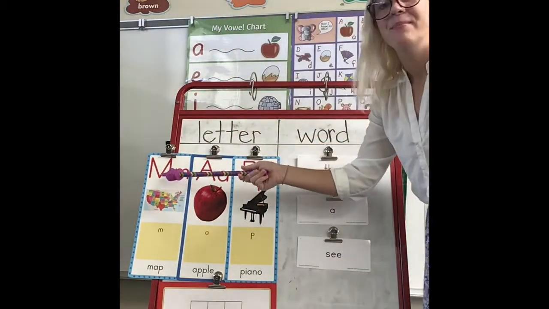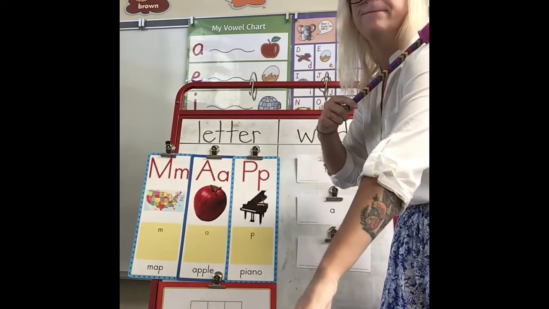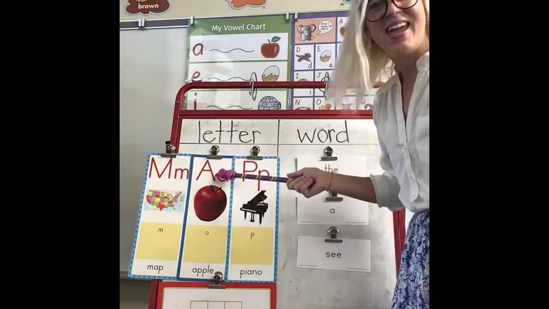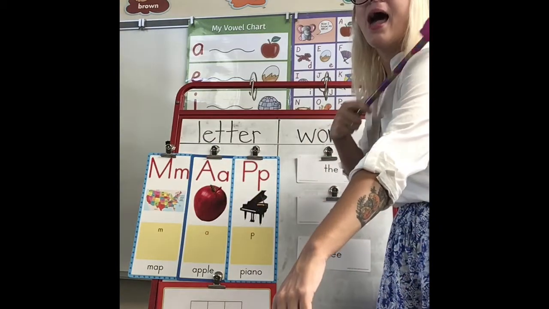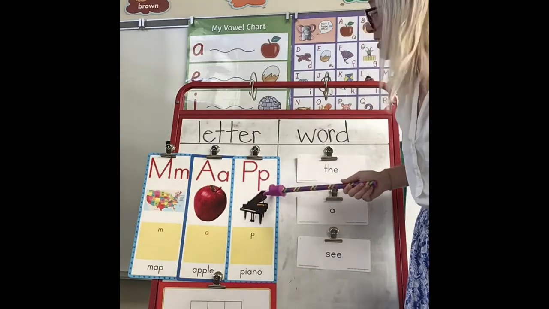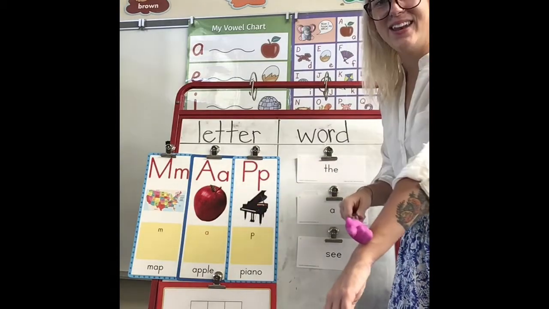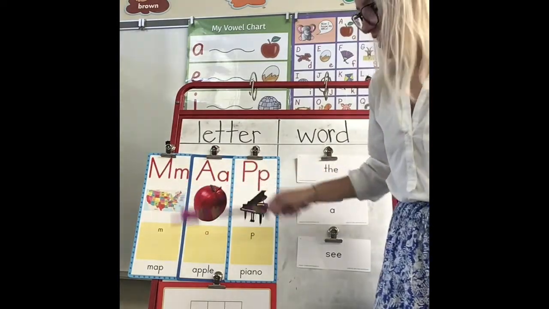This is the letter M. The letter M stands for the sound like you hear at the beginning of map. This is the letter A. The letter A stands for the sound like you hear at the beginning of the word apple. This is the letter P. The letter P stands for the sound P, like you hear at the beginning of the word piano. Before we look at all of these letters, let's just focus on one. Let's look at the letter M.